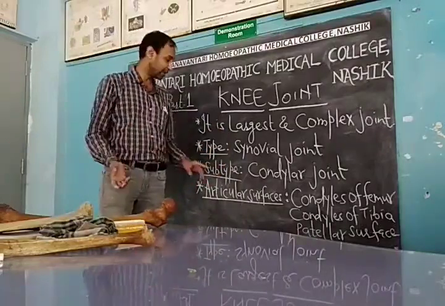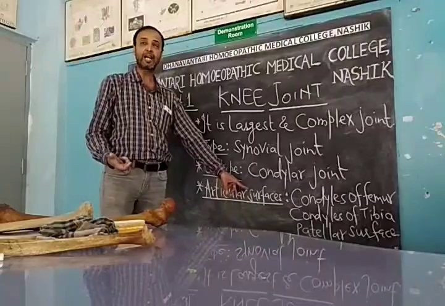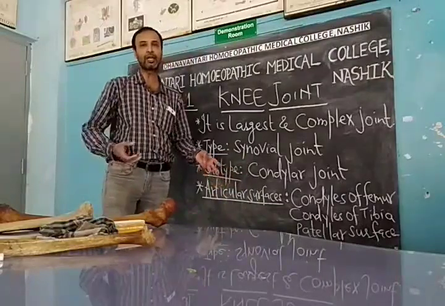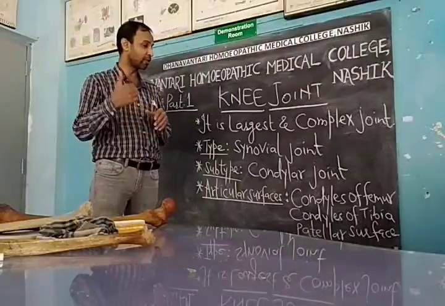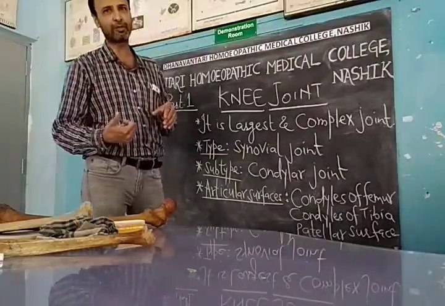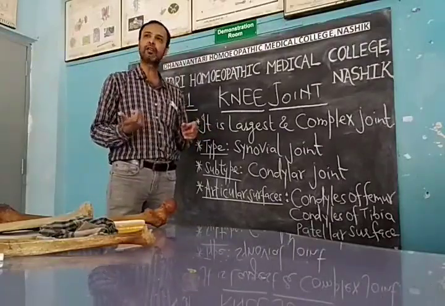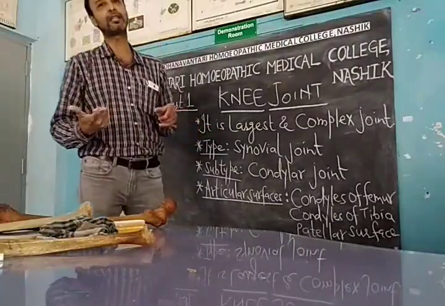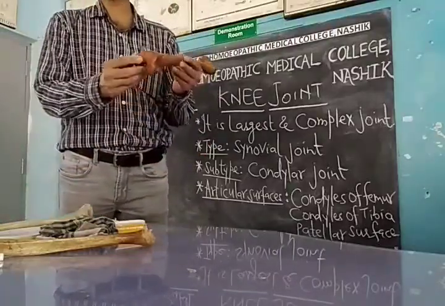Now the third part we have to mention in this joint is the articular surfaces. So there are three bones getting joined over here. The articular surfaces of the femur, that is the condyles of the femur. So first is the condyles of the femur, condyles of the tibia, and the patellar surface and the patella. So these are the three parts where we can see the articulating surfaces.